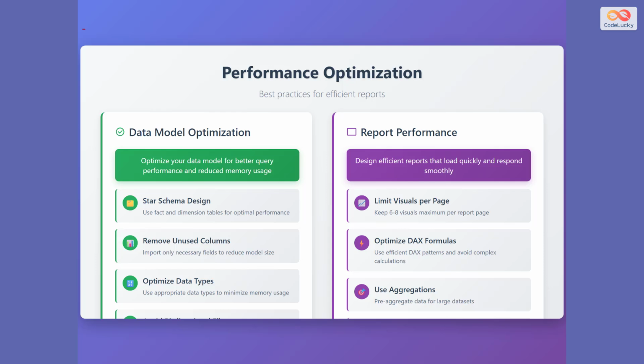Report performance optimization involves limiting visuals to 6 to 8 per page to ensure fast loading. Optimize DAX formulas using efficient patterns and avoiding overly complex calculations. Use aggregations for large datasets to pre-summarize data. Implement incremental refresh to load only new or changed data, and reduce unnecessary visual interactions between charts to minimize cross-filtering overhead.